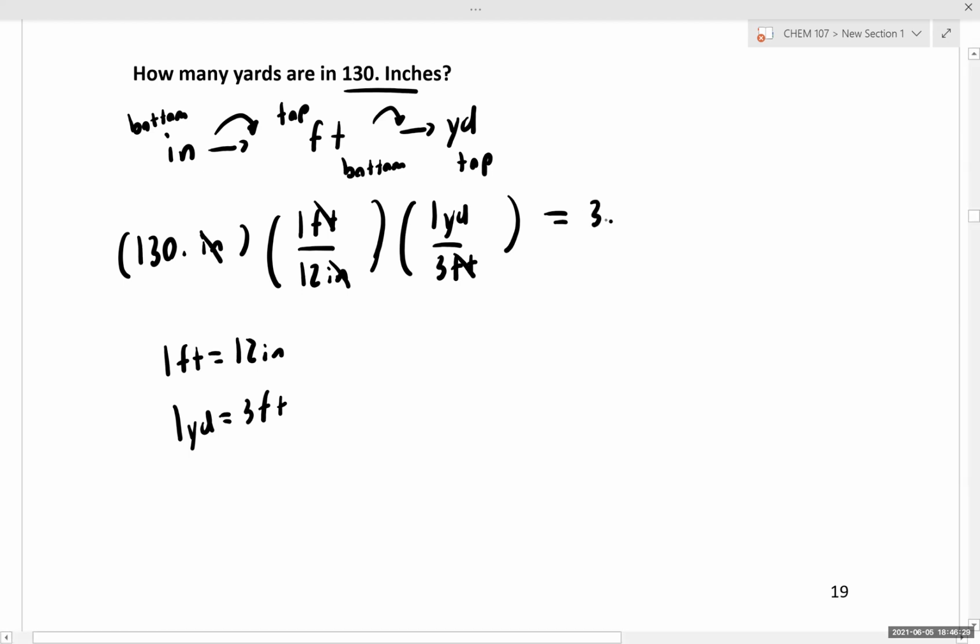And that in turn gives us 3.61 yards. Our starting value has 3 sig figs, and we end with 3 significant figures. We'll talk more about these rules later on in today's lecture.